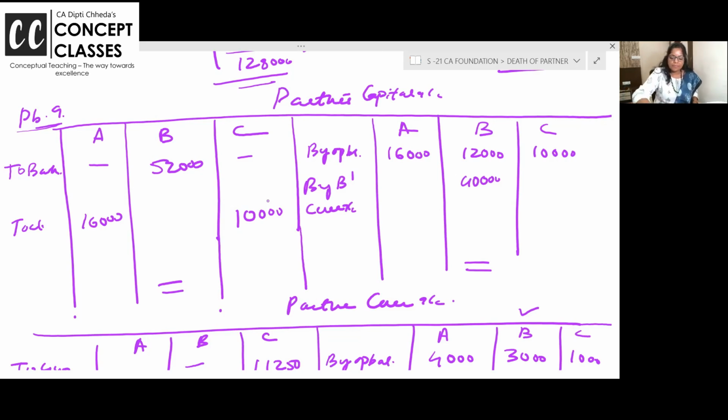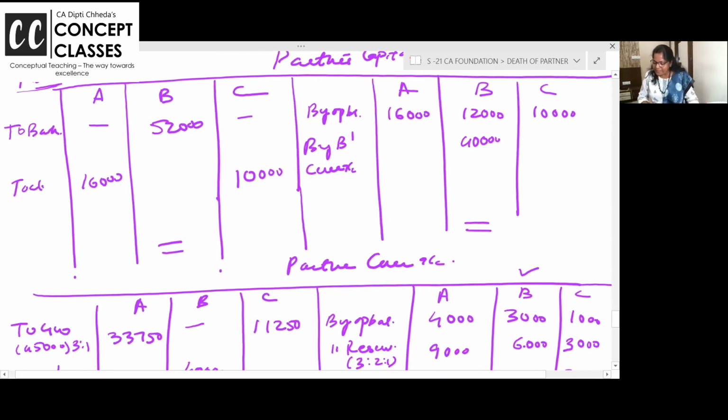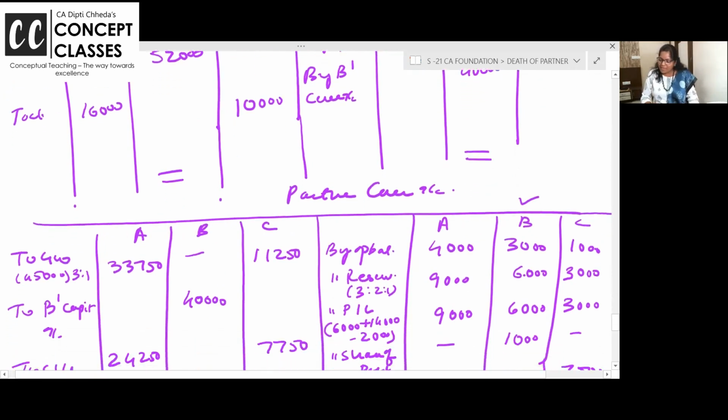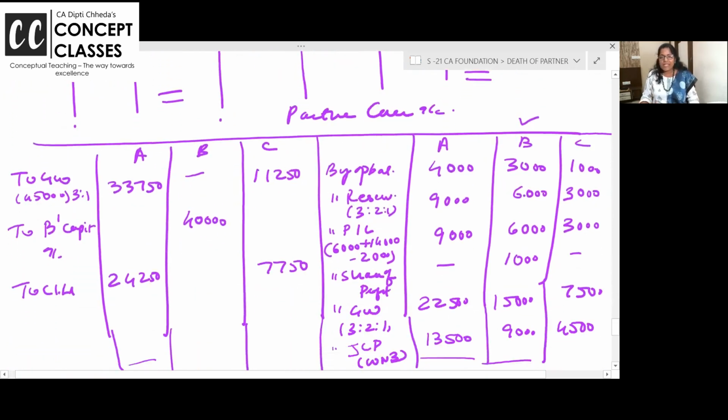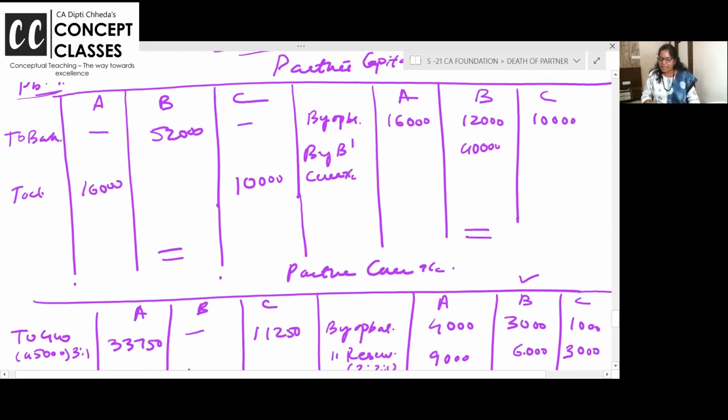Correct. Is this way of solving the problem clear? If capital and current account are there, post all the entries in the current account. From current account, take it to the capital account and close B's capital account first. And then the remaining closing balance you can carry forward.